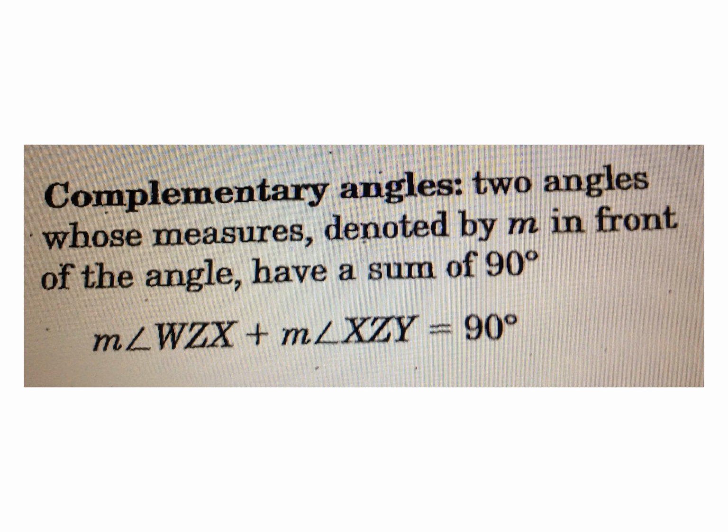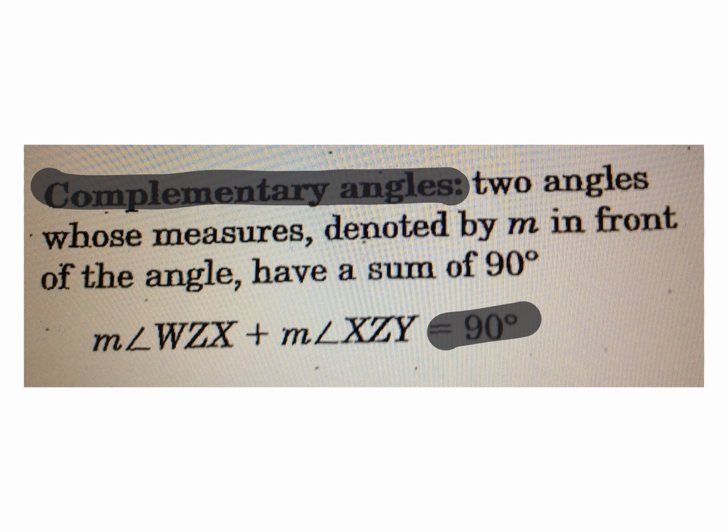Alright, so we're going to talk about 3 different types of angles today. The first one's complementary angles. Complementary angles are 2 angles whose measures equal 90 degrees. So that's what's important: the word complementary and the degree measure of 90 degrees.